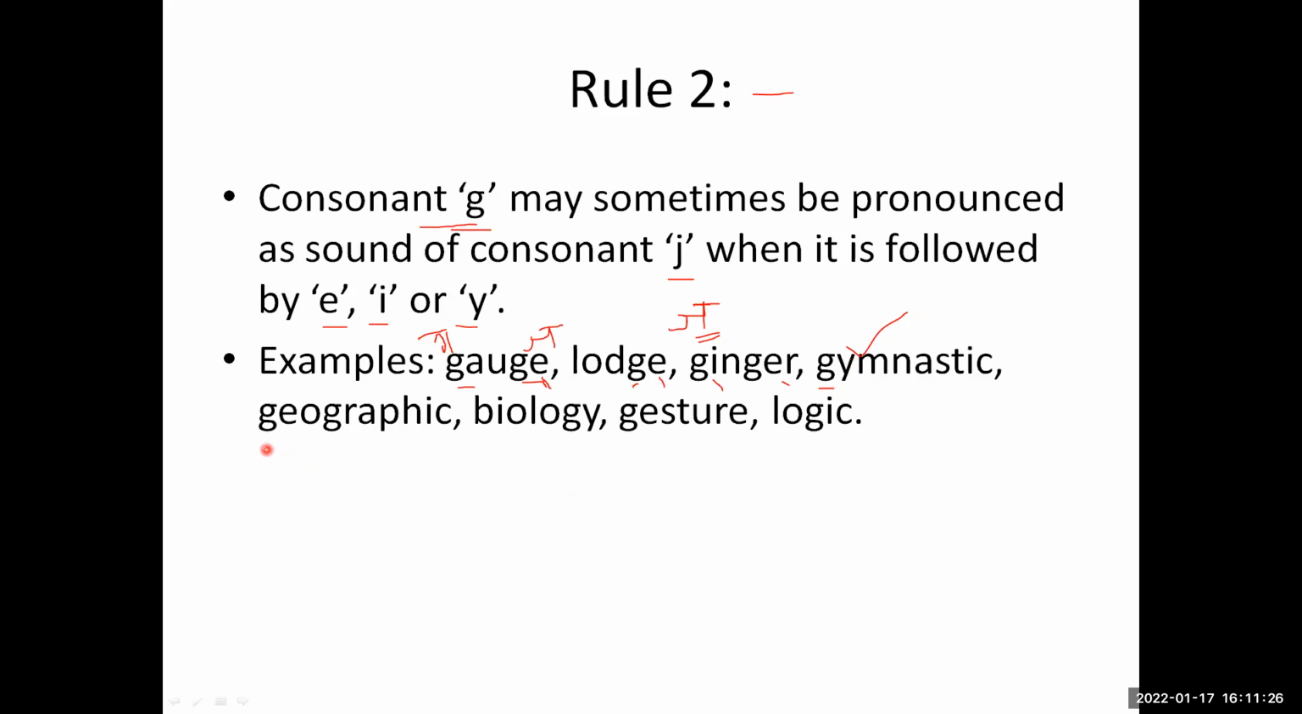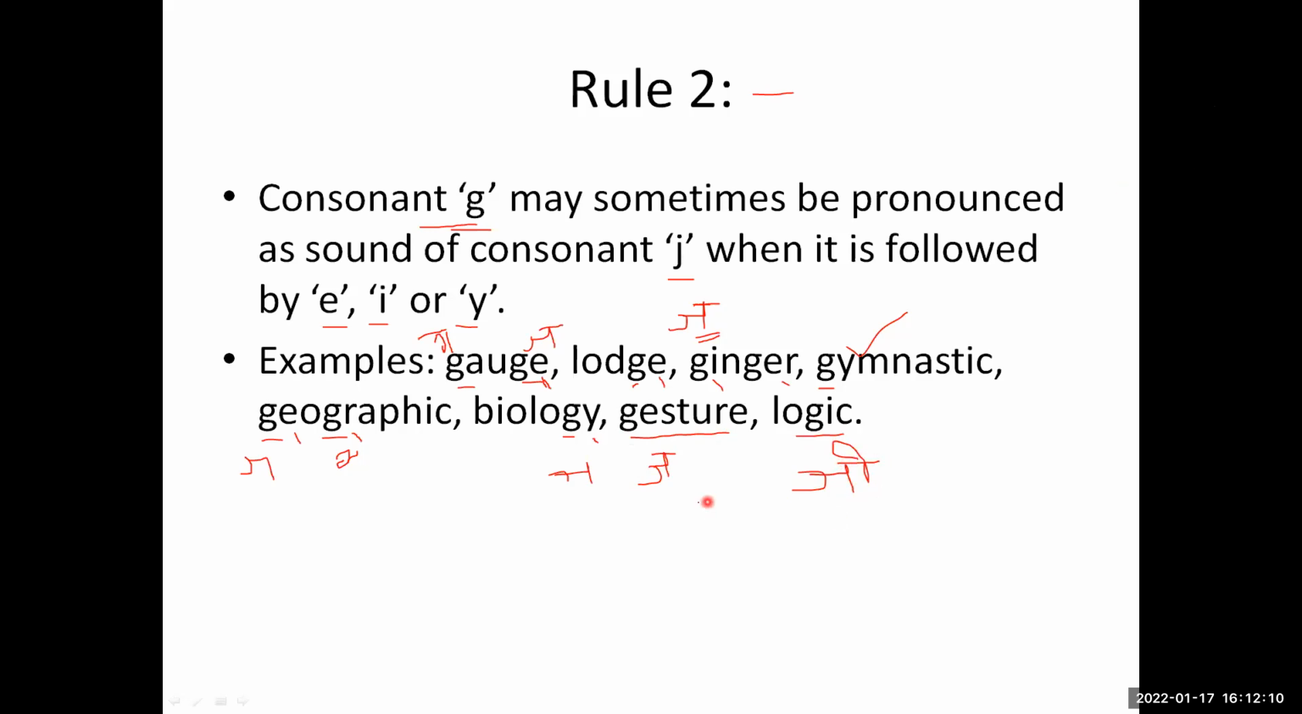Next is geographic. Try to understand. Here it is J, here it is G. Why is it J? After G, here is E. After G, here is R. So therefore, it sounds G there, whereas it sounds J here. Okay, try to understand. Geographic. Next is biology. After G, Y. So here it is J. Gesture. See, many people call it with a hard G, but it is not that. You have to pronounce it with J. So the sound is J. Logic. Here also it is J. So are you clear about the second rule? Any doubt, query? No doubt, sir.